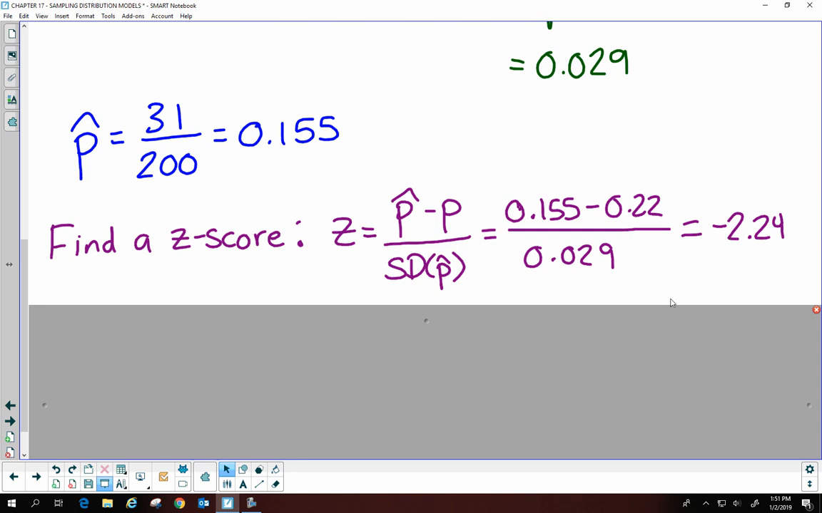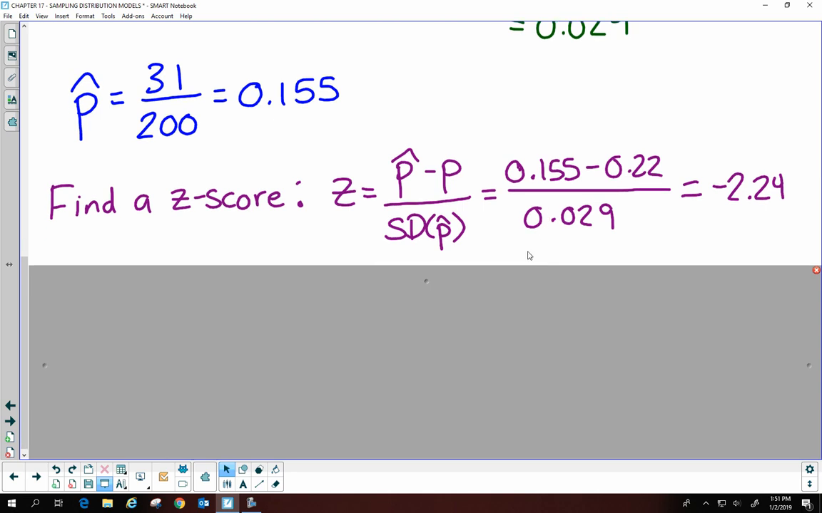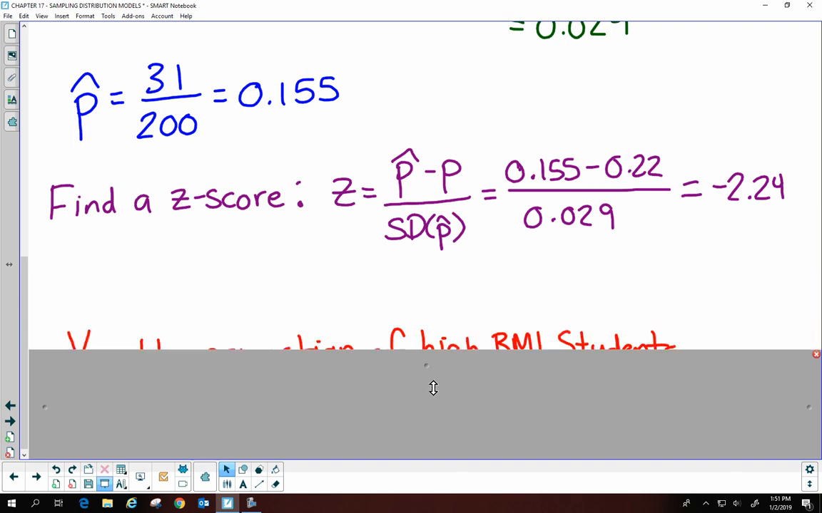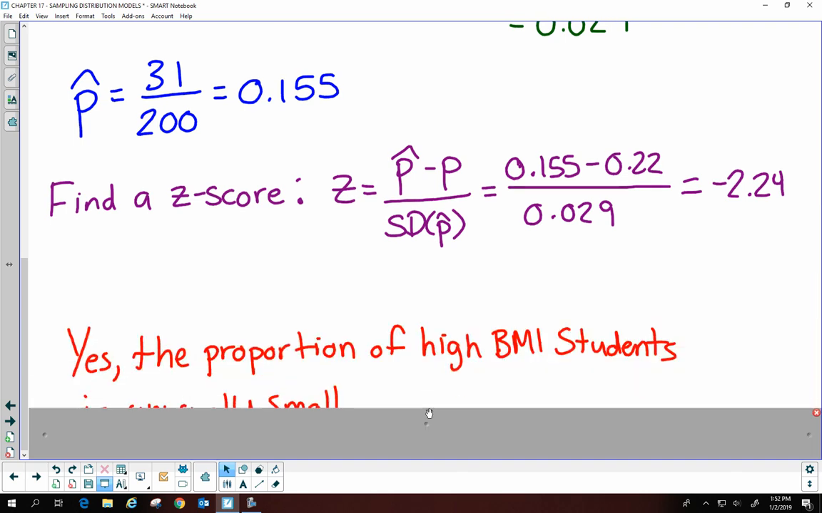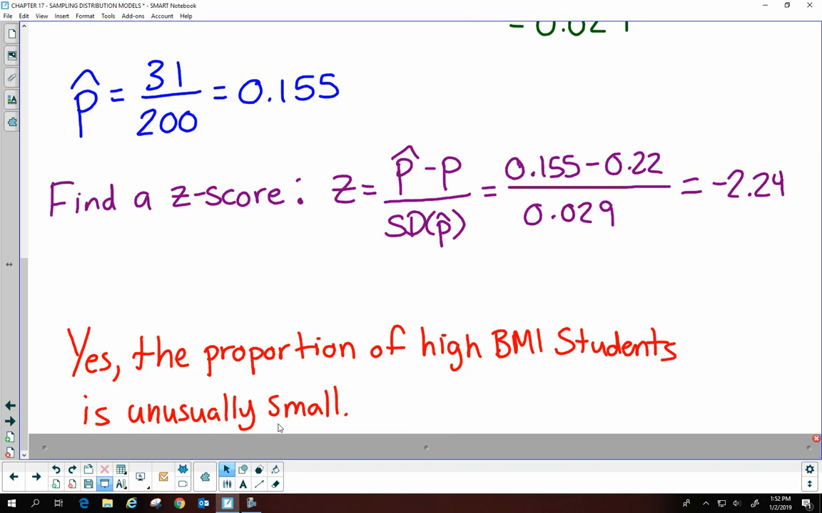That means that 31 over 200, the proportion we got from our one sample, is more than 2 standard deviations below what the CDC is reporting as the actual population percentage. And so that is unusual. We're more than 2 standard deviations below the mean. And so we would say that the proportion of high BMI students is unusually small in this sample of 200 students.